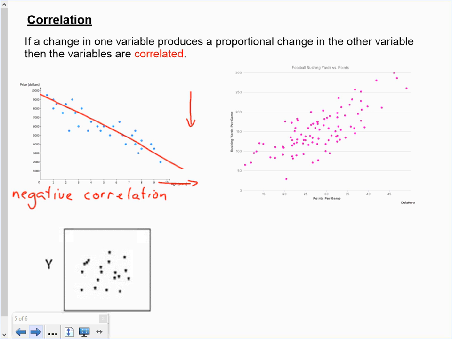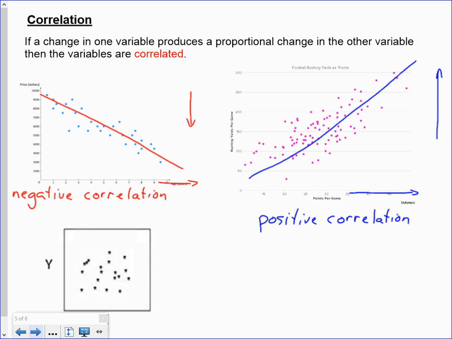In our next graph here, we've got points per game and rushing yards per game. We get some football statistics. If we were to do a line of best fit here, we might do a line kind of like that, and it goes right along that trend. This is a positive correlation, because again, as points per game increase, what's happening to our line? Our line is going up. So we have a positive correlation.